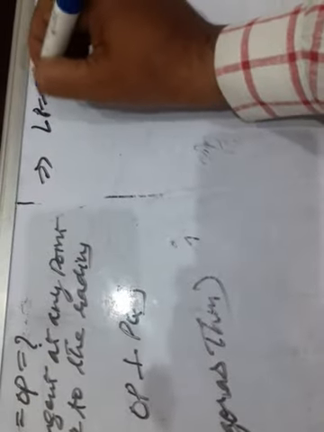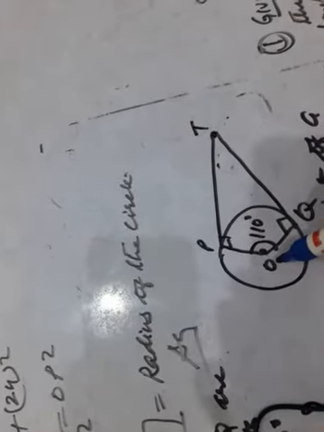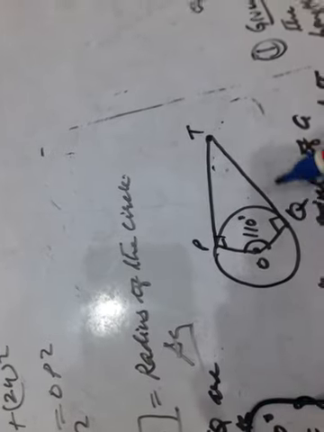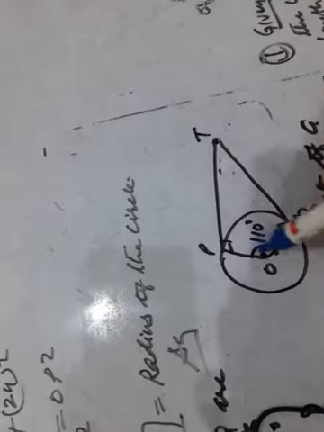Children, let us see. Now this implies that they are perpendicular. It means angle P equal to 90 degree, angle Q equal to 90 degree. Now this is a quadrilateral, children. PTQO is a quadrilateral. Am I right? PTQO or OQTP. Clear? It is a quadrilateral.